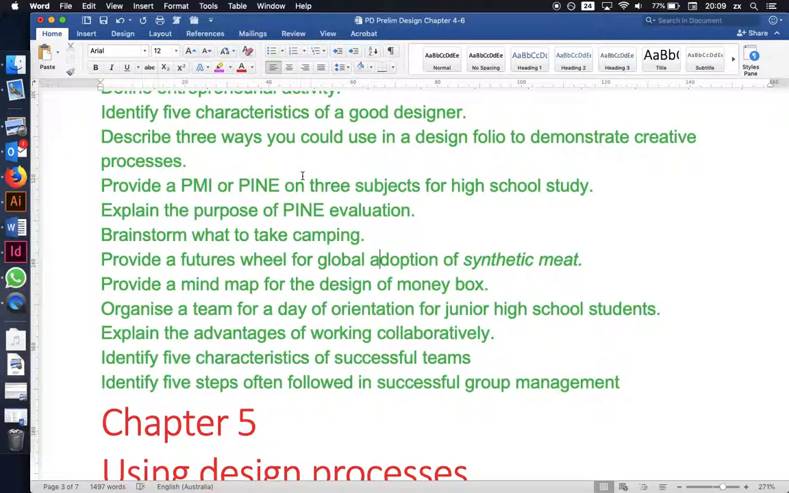Provide a futures wheel for the global adoption of synthetic meat. Originally I was going to have Meat-Free Mondays, which is why it's in italics. But the reason I'm using synthetic meat is because it's my job to teach you about upcoming innovations or new technologies. Synthetic meat is a very new technology which has not yet been adopted by the wide market, and that is meat that is grown in a lab rather than coming from an animal.